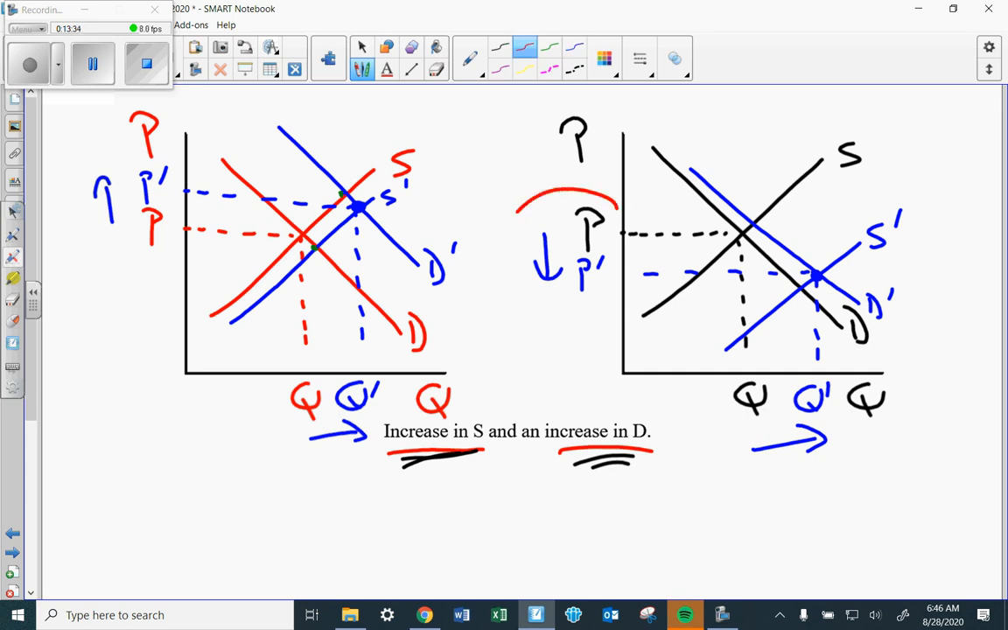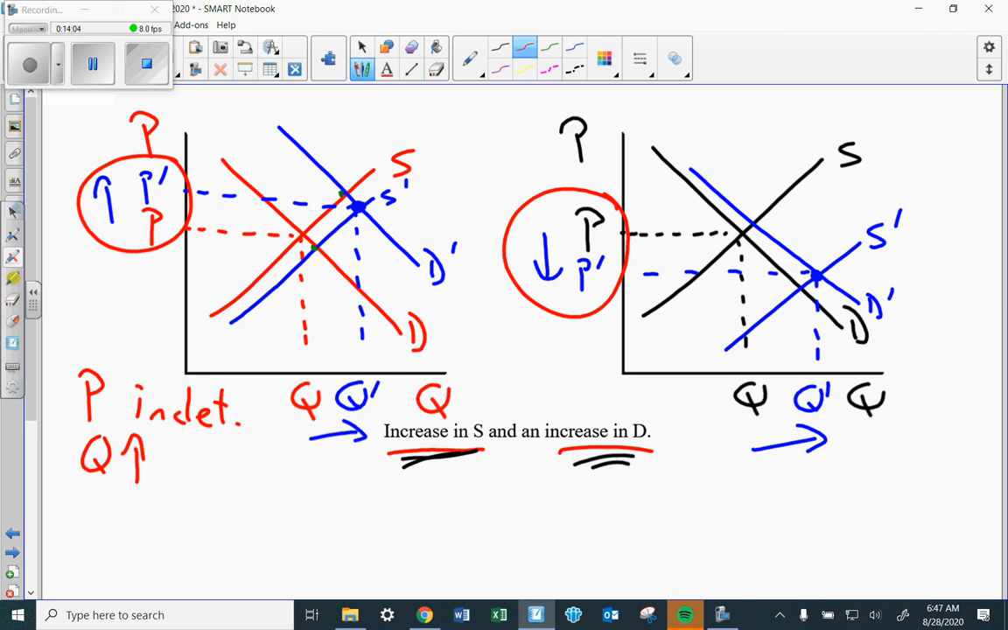Here on the right, price decreased. On the left, price increased. So the answer is price is indeterminate. And in both cases, quantity increased, because we don't know which had a bigger effect. Did the change in supply have a bigger effect, or the change in demand? All we know is that something's happening causing them both to shift. We won't know until after it happens.